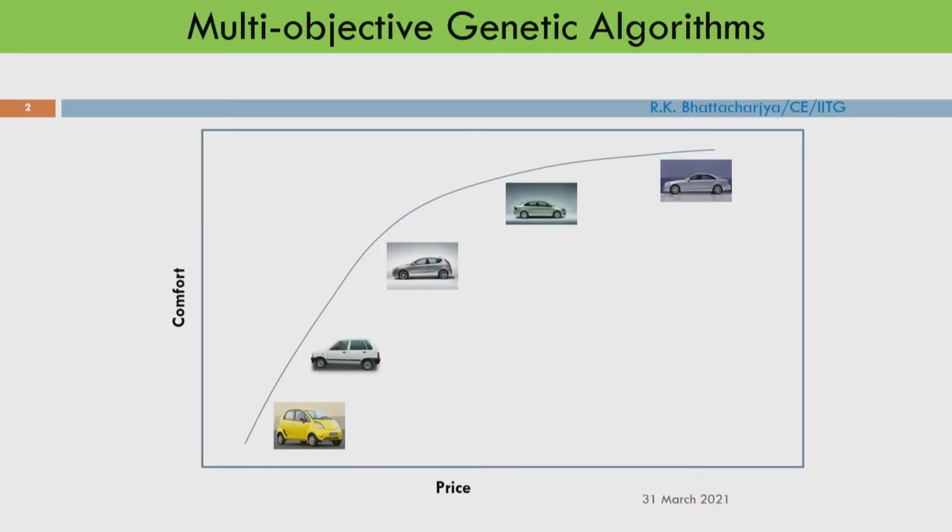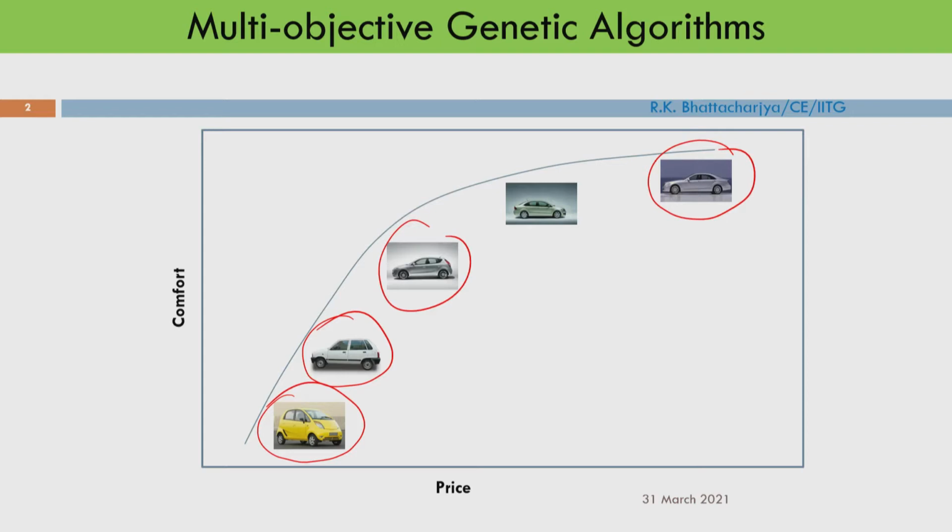Now, let us discuss one multi-objective problem. Suppose I would like to purchase a car. In that case, I have different options, or I can say these are some of the solutions. Suppose this is a Nano car, this is a Maruti Alto, and then an i20, something like that, and we have a very luxury car, Honda City or something like that.